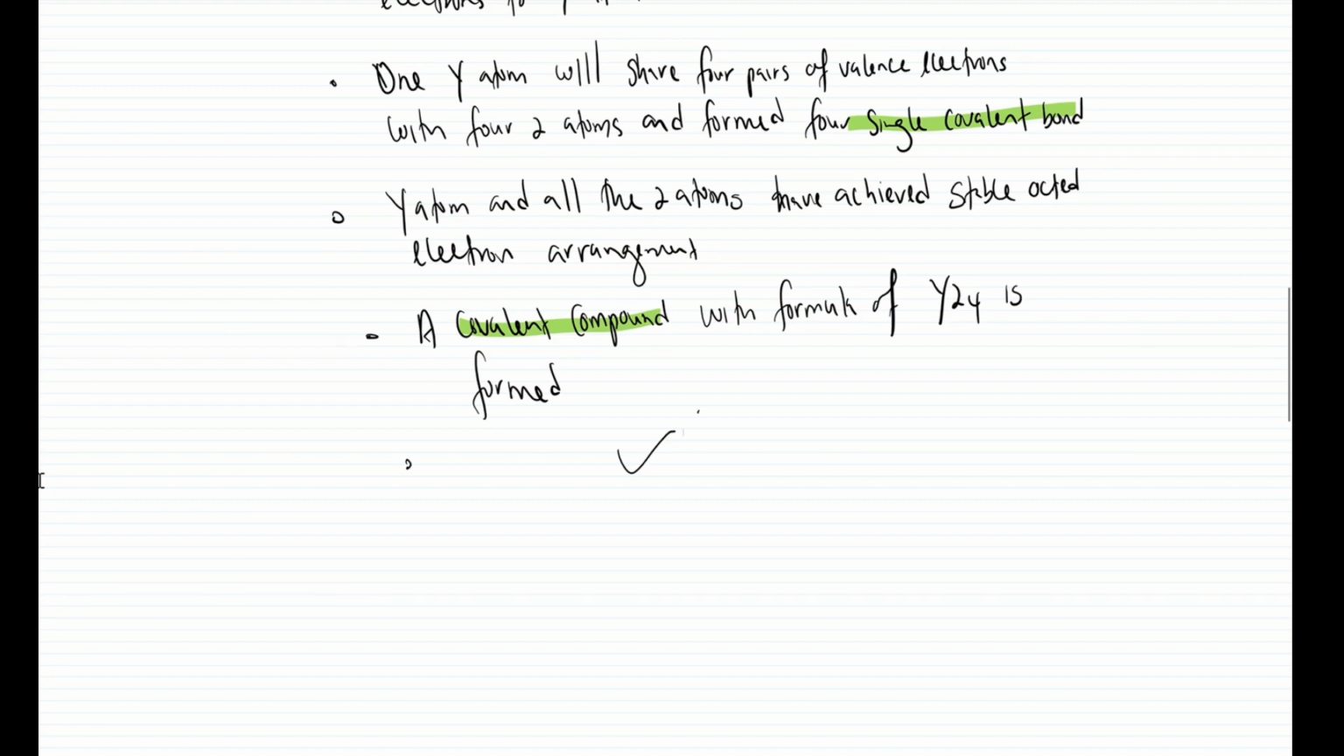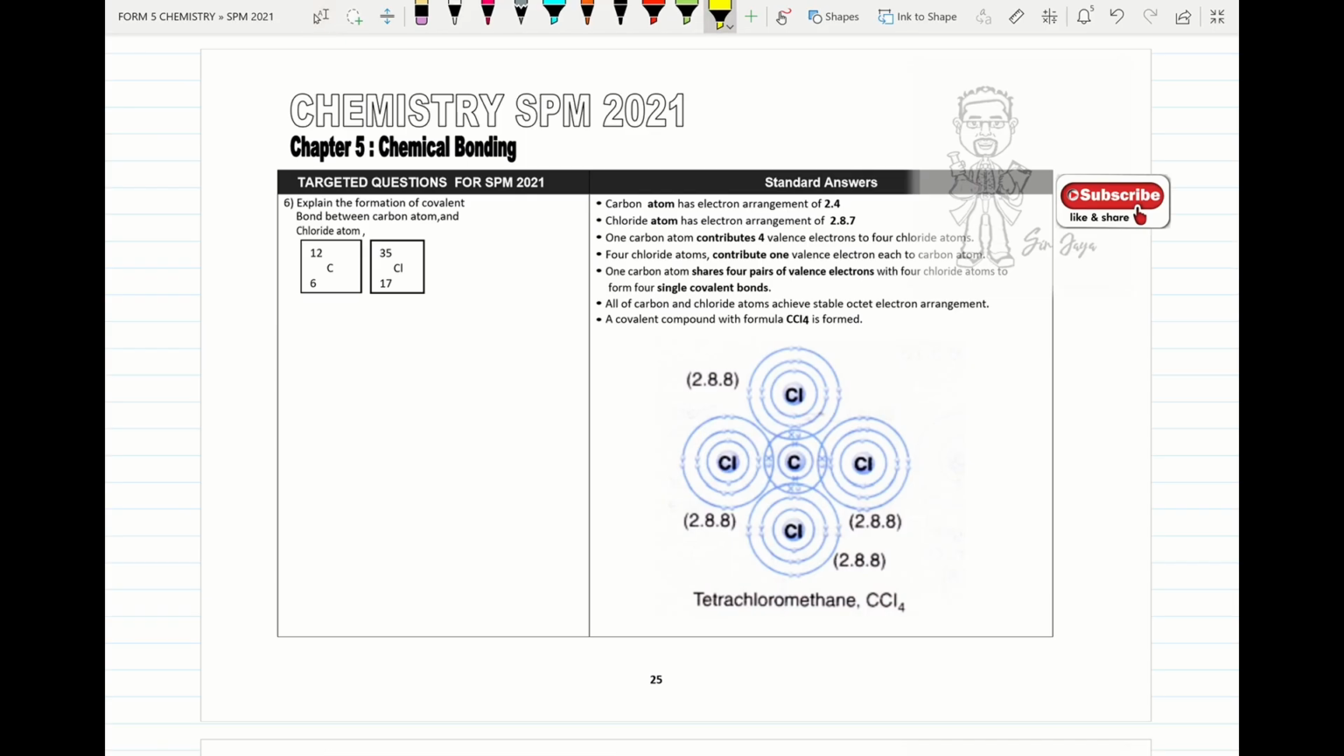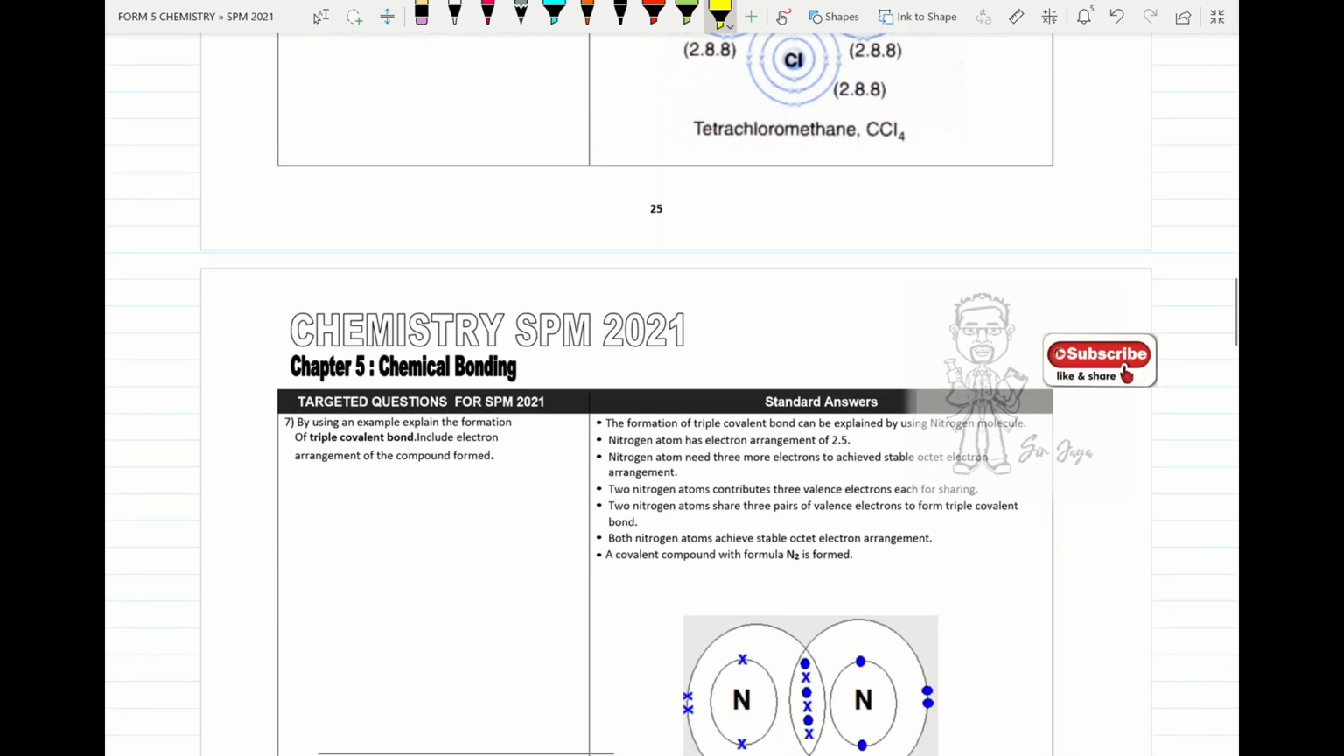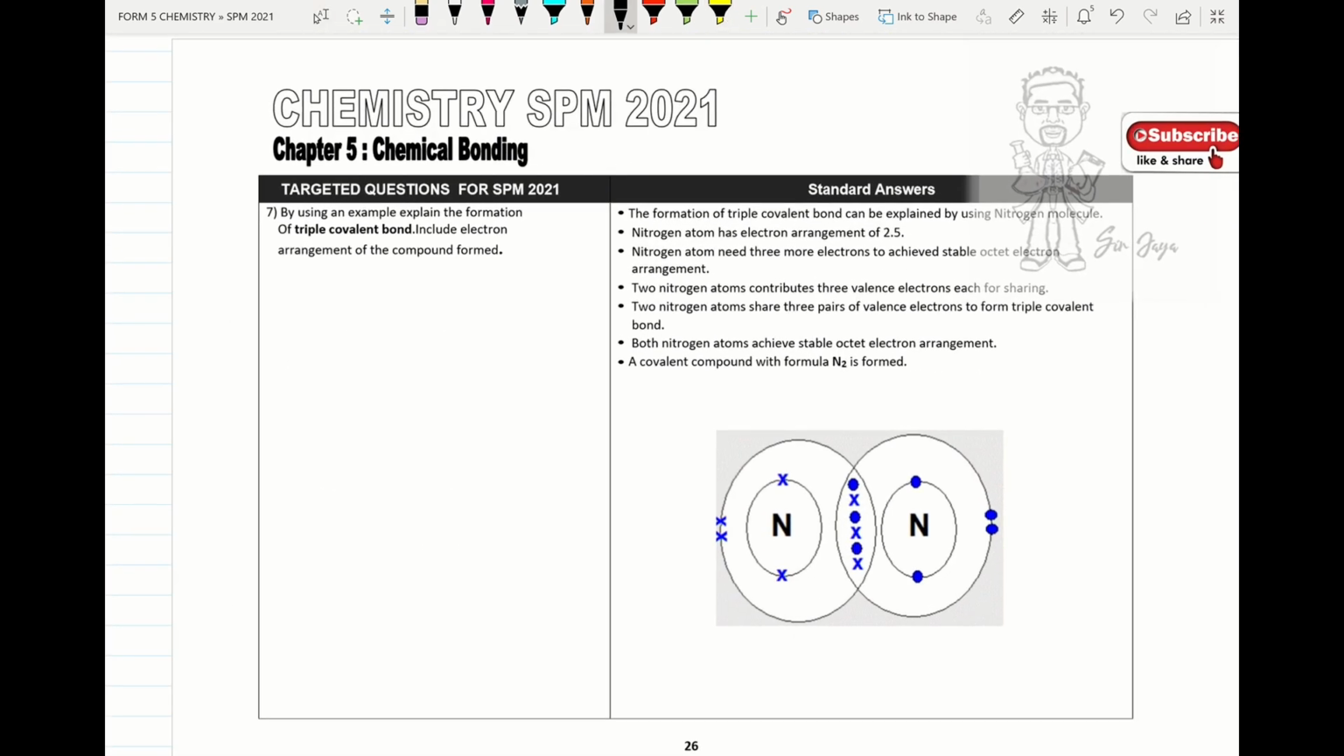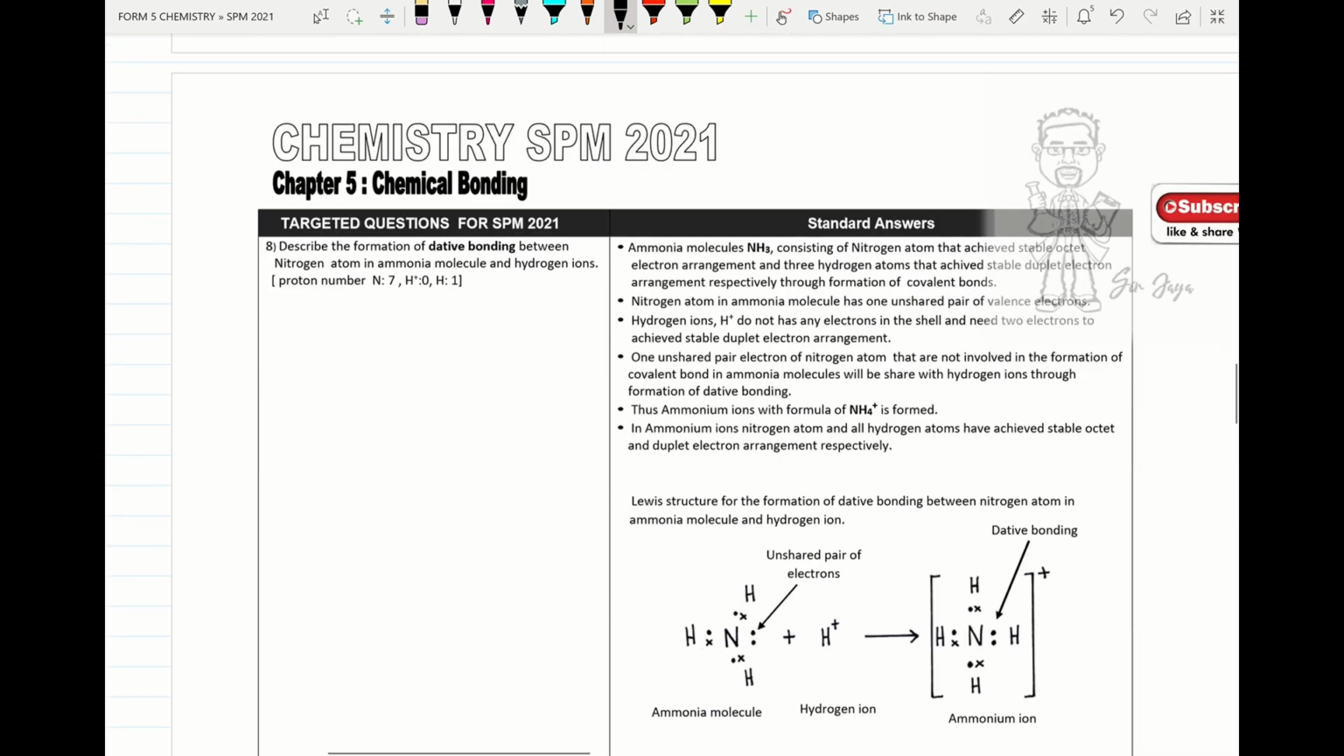All right, we move on to the next question. Just now we discussed the essay question about CCl4, the formation of CCl4. This is a covalent compound. I already discussed one example of essay. I already have the answers in the module and how to draw, already discussed in the previous video also. Now we move on to a very important essay question. Please try to practice the formation of triple covalent bond. Please remember, triple covalent bond will be nitrogen molecule. How to explain the essay question is here, and I already discussed it in the previous video also. Please go through before your exam.